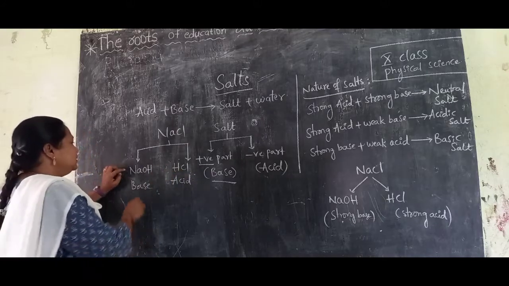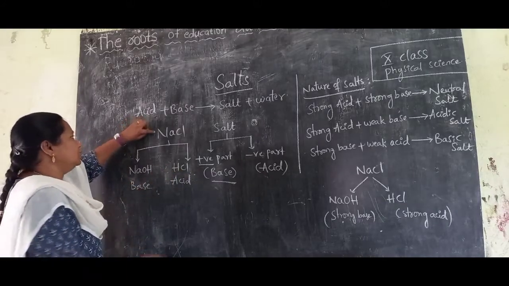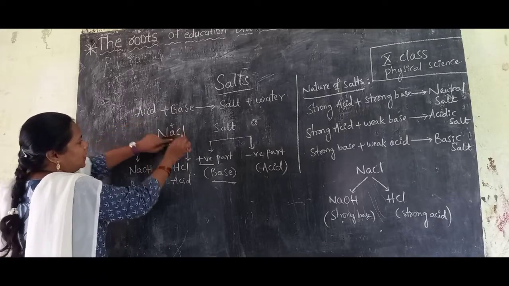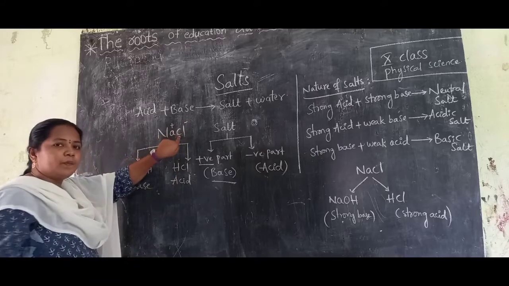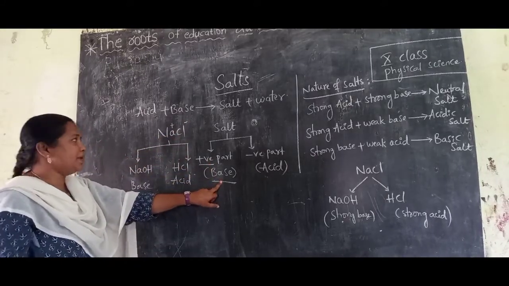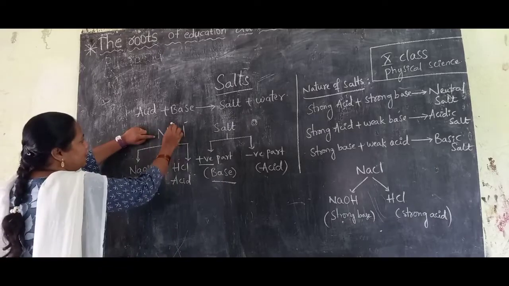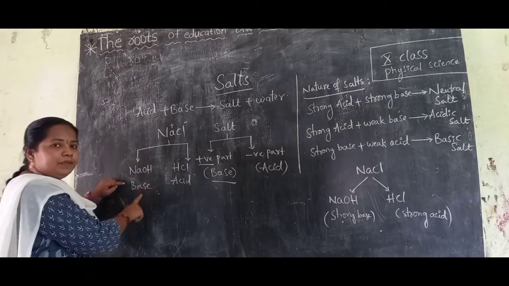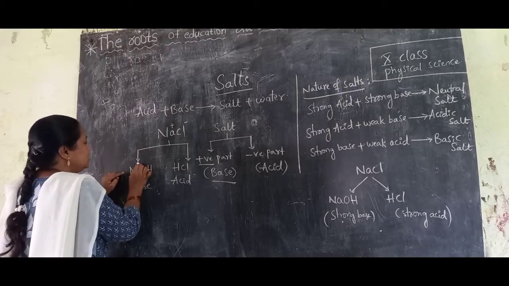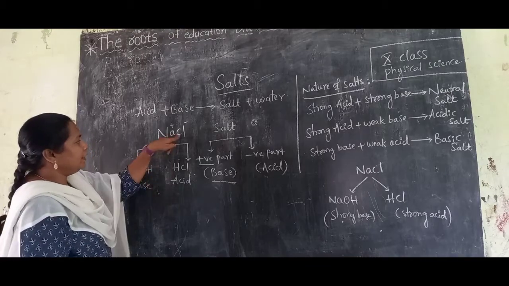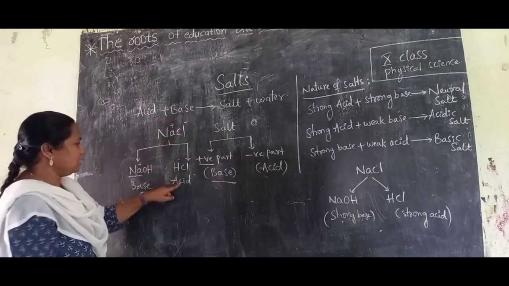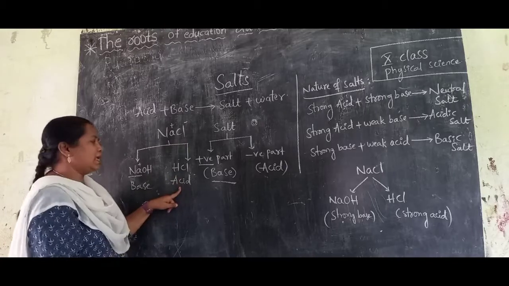From this base, the positive part of the salt comes. Na plus is the positive part and Cl minus is the negative part of the salt. What I said, positive part comes from where? A base. This Na plus comes from a base. In the base NaOH, Na is there. And negative part comes from where? Acid. So the negative part is Cl minus, that comes from an acid, that is hydrochloric acid.